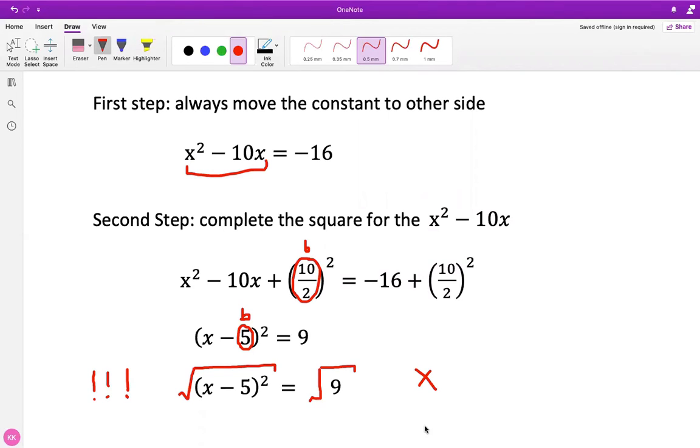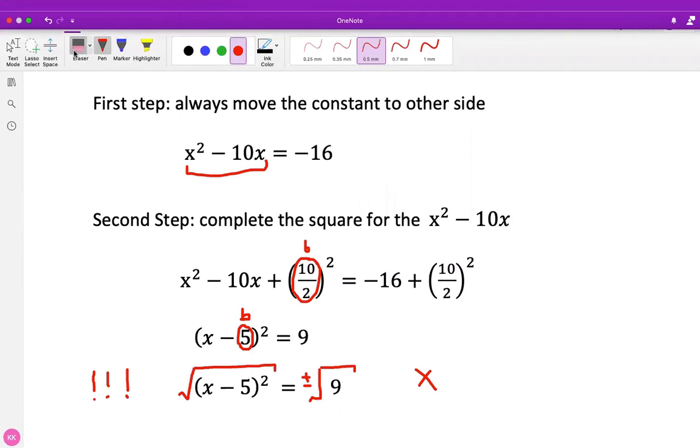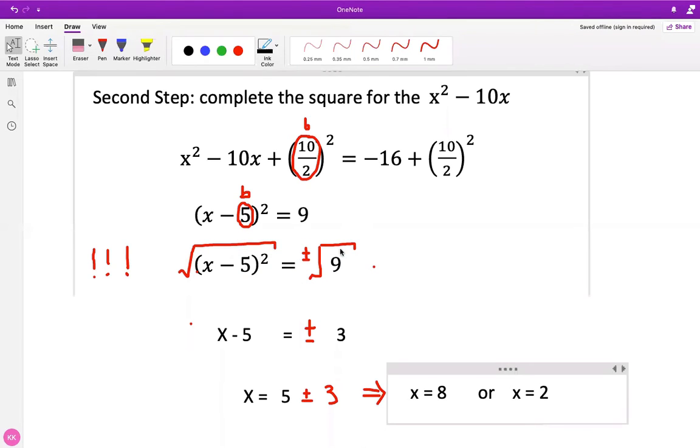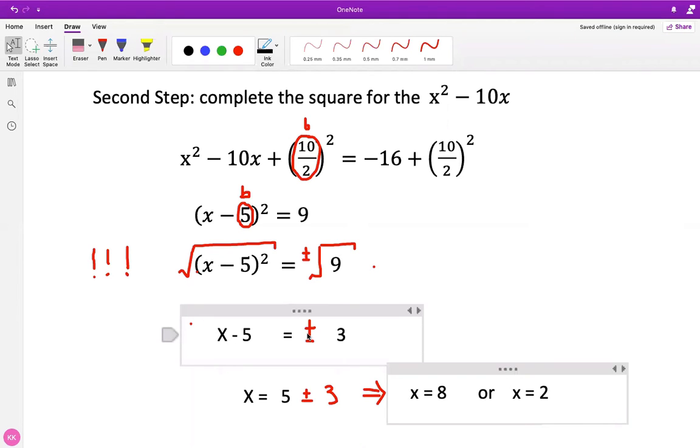This method is really dangerous. As I mentioned in the previous video, if you take this number and do the square root, you will easily lose one solution. So how do you avoid this? You always need to write plus or minus root 9. When you take the square root, you always need to put the plus or minus on the next term here. So this is now correct. If you miss the plus or minus sign here, you will lose one solution. I can further simplify this expression and write x minus 5 equals plus or minus 3. Make sure you include this.